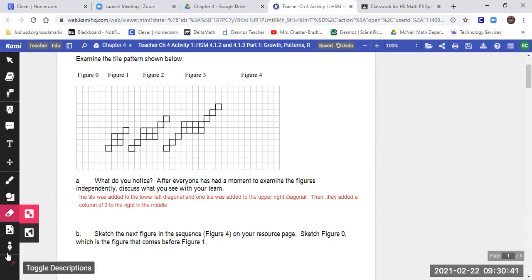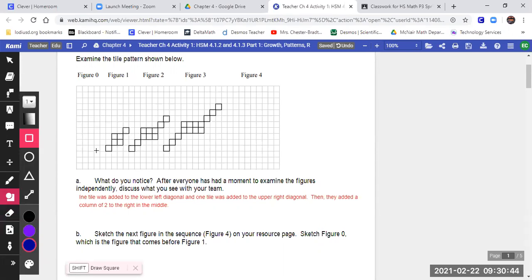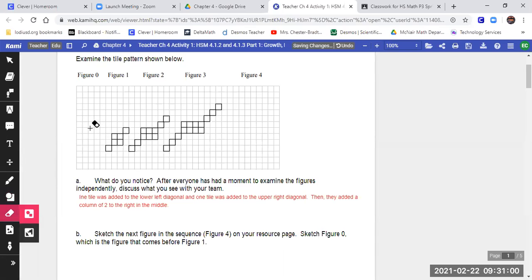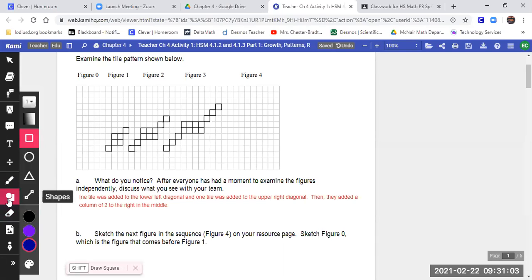Then my figure 4 is going to have what? Let me see what people wrote. It's going to have how many columns in the middle? 5 columns in the middle. Yes. And then how many on each diagonal? 4. Nice. I want to try and get him in one of the boxes, but it's not being cooperative for me. So be drawing your figure 4. Should have 5 columns in the middle, and it should have 4 on its diagonals.